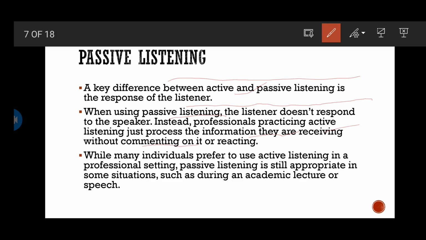While many individuals prefer to use active listening in a professional setting, passive listening is still appropriate in some situations, such as during an academic lecture or speech. Sometimes, when the lecture is so boring, or when you think the speech or lecture is not useful, then you can practice passive listening there.